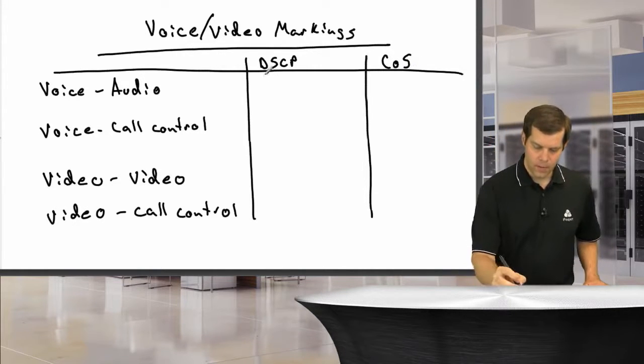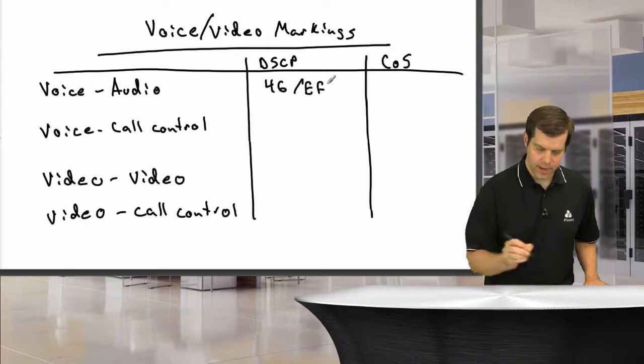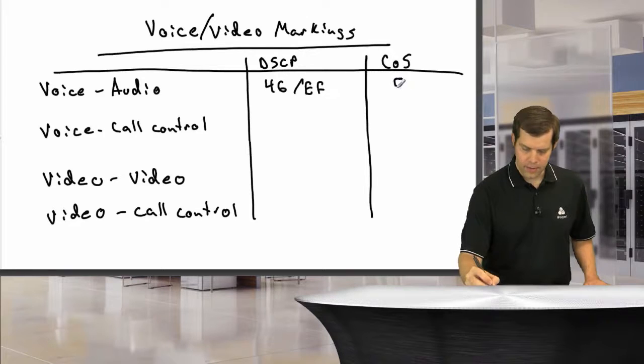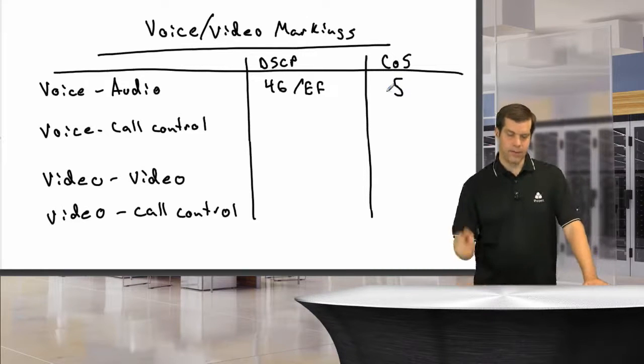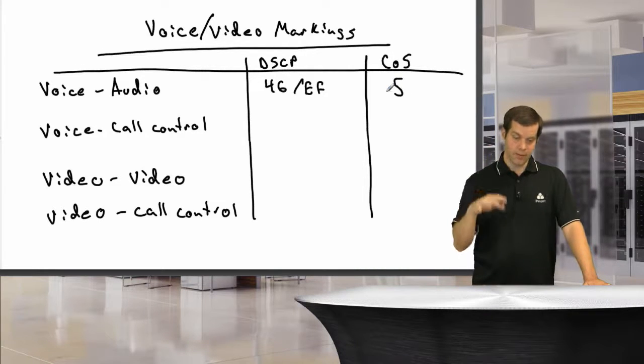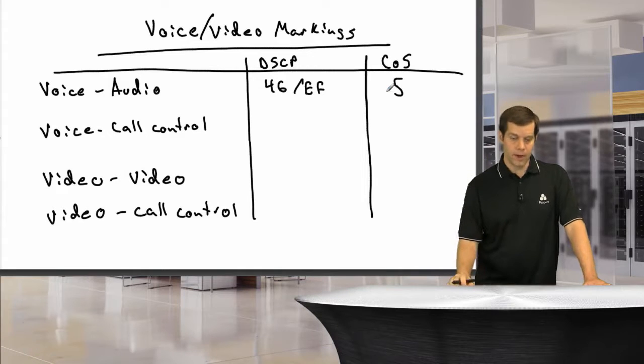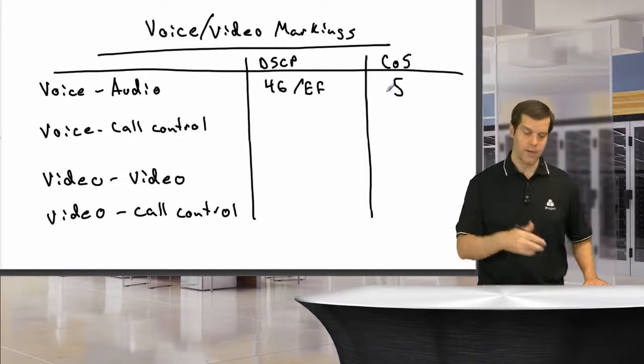So for voice audio, we use 46, or expedited forwarding if you want to talk per hop behaviors, and a QoS of 5. This is every time. This is our standard voice audio marking across anything that ever does voice. This is what it should be using. This is the marking for voice.